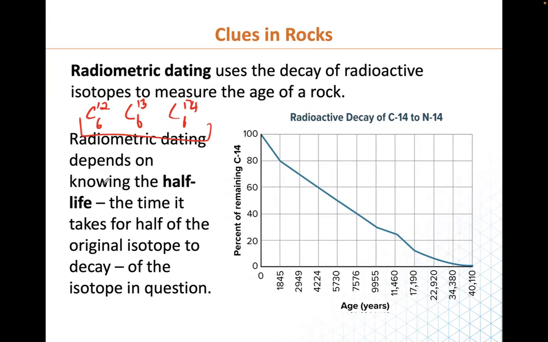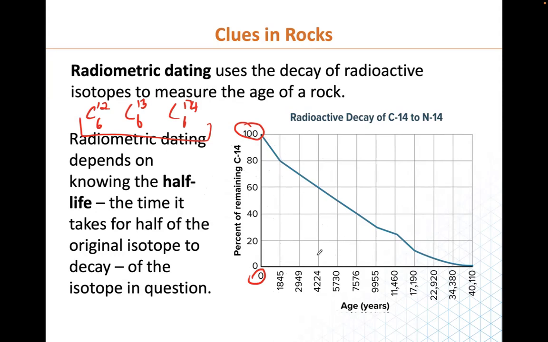Radiometric dating depends on knowing the half-life. The half-life is the time it takes for half of the original isotope to decay. Now, this is the percentage of carbon-14 that remains. So let's take a look. We have 100% at year 0. Then around 1845, this is the age, we have a drop of 20%.